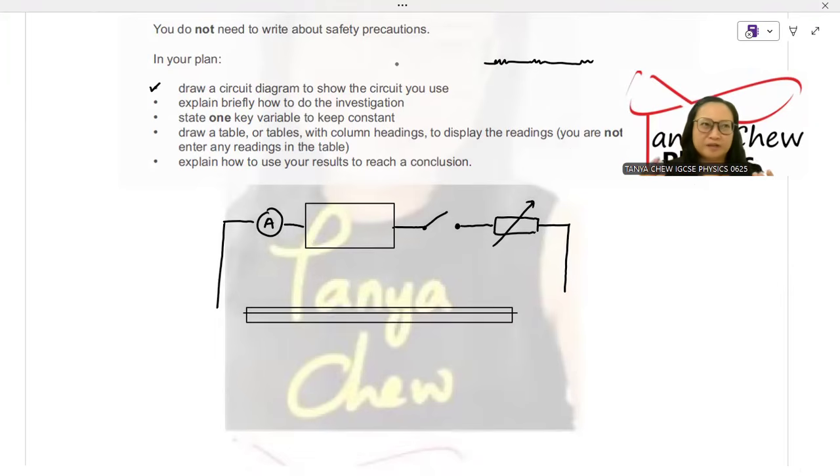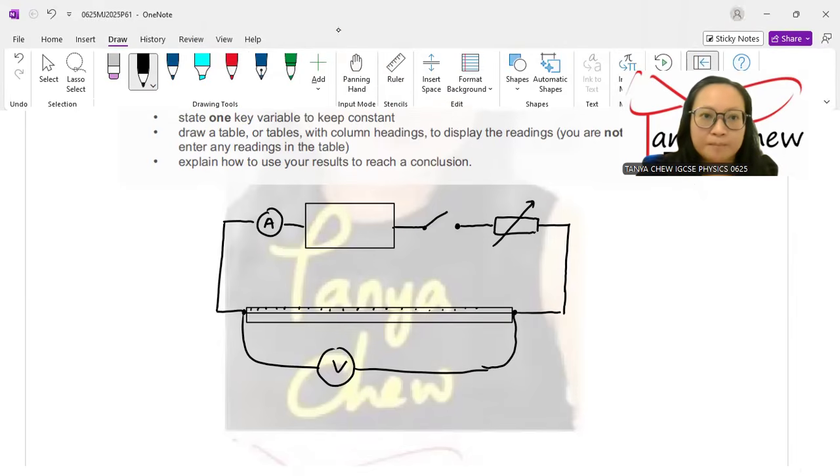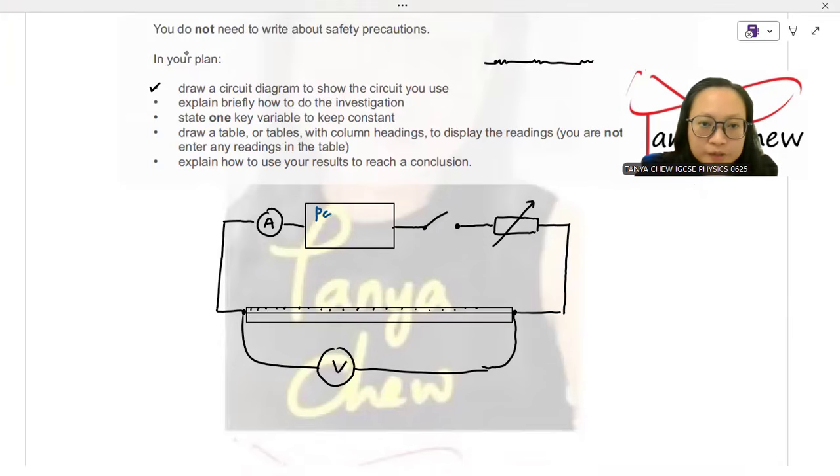So how are you going to maintain that the wire is always the same length all the time? All you need to do is cut the wire and make sure that you tape the wire on the meter rule. You fix the wire on the meter rule. So this is my wire. And then connect here, connect here, and then my voltmeter is connected at the two ends here because I'm supposed to measure the potential difference across the wire to find its resistance. And don't just stop right there, because every diagram must be labeled. This is my power supply.